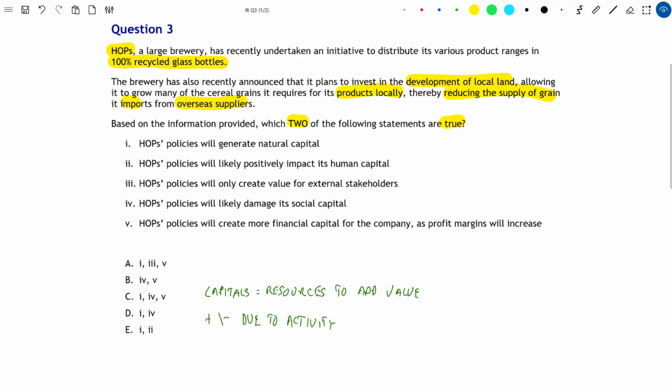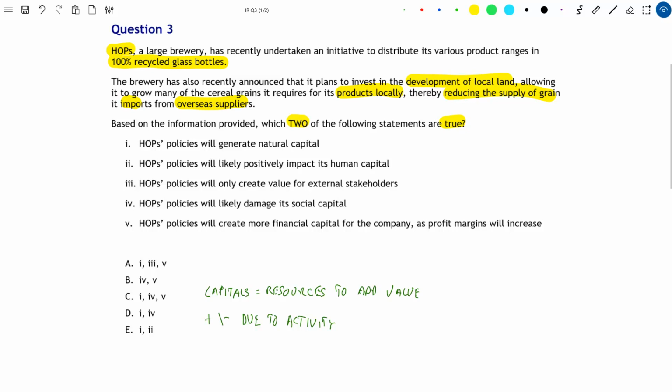So just from glancing down these 5 answer options, we can see this term capital coming up straight away in the vast majority of our answer options. So as a very brief reminder, in the context of integrated reporting, capitals are resources that a business utilizes to add value to its operations. And of course, as with any type of resources, these can be either improved on, increased or decreased as a result of the various different activities and operations that a business is engaged in. So clearly in this question, we're assessing how these 2 actions that Hops have recently undertaken will maybe increase or decrease the various capitals that it possesses.